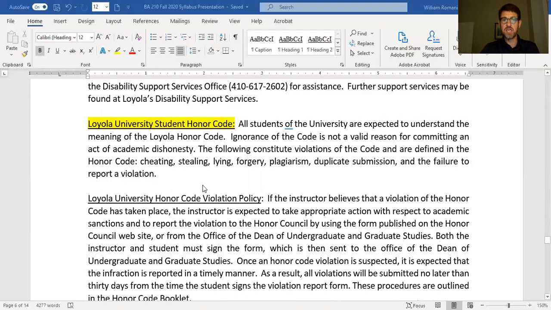I also have the expectation that, since we're working remotely, you are going to follow and adhere to the Loyola Student Honor Code. As the instructor, I will adhere to those guidelines.